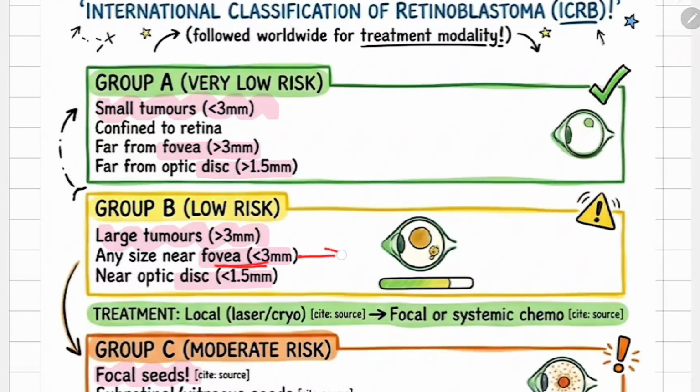So they should be near to the fovea and near to the optic disc, while they are far from the fovea and far from the optic disc and are less than 3 mm. Here they have to be more than 3 mm.